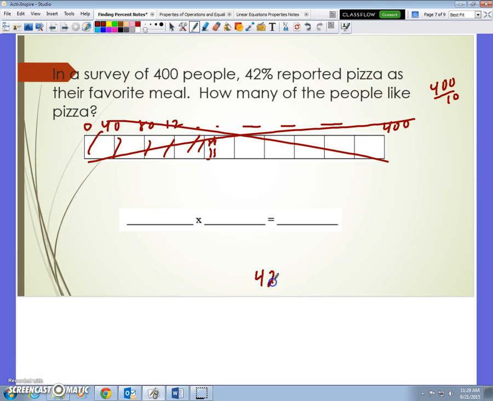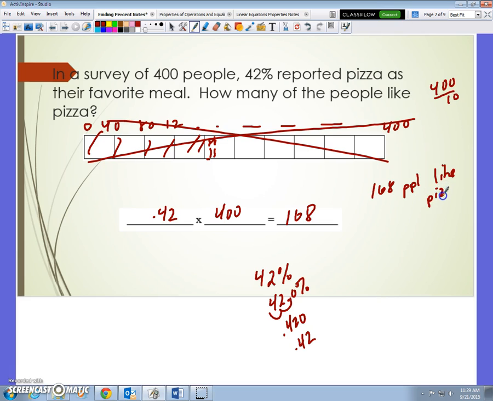So I'm going to start with my 42%. I'm going to change it to a decimal, or 42.0%. I'm going to move it twice, 0.420, or I can just write 0.42 as well. Take my 0.42, and I'm going to multiply it by the original, 400. This is going to tell me what 42% of 400 is. And in this case, it's 168. And that's it. There's no markup, there's no markdown. It doesn't say they get a discount, nothing like that. 42% of the 400 is 168. So 168 people like pizza as their favorite meal.